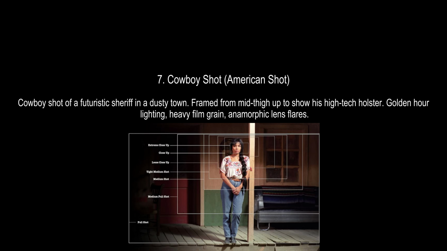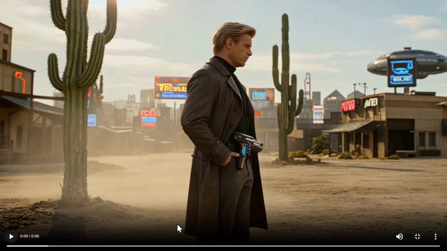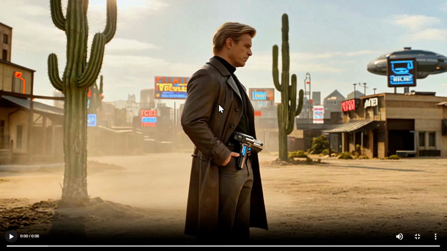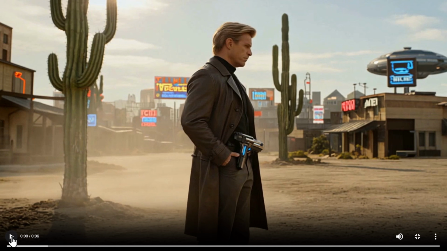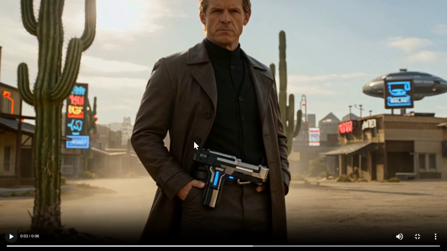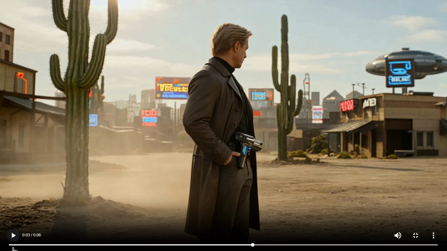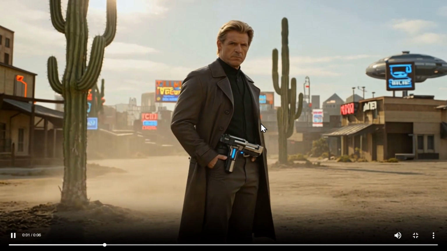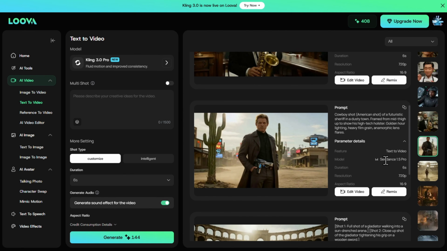Then we have something officially called Cowboy shot or American shot. It is a medium wide shot framed from the mid-thigh up to the head. So here is our sheriff, and you notice from the thighs up to his head shot. And now the shot is coming closer because I didn't specify for camera to not move. You don't need to do that, but if you'd like to have a static shot, you need to specify for camera to not move because AI will sometimes move the camera automatically. And this shot was created in Seedance.